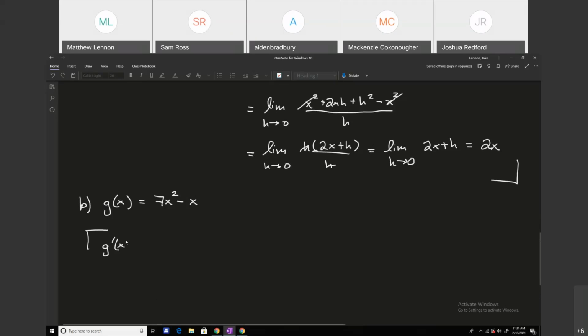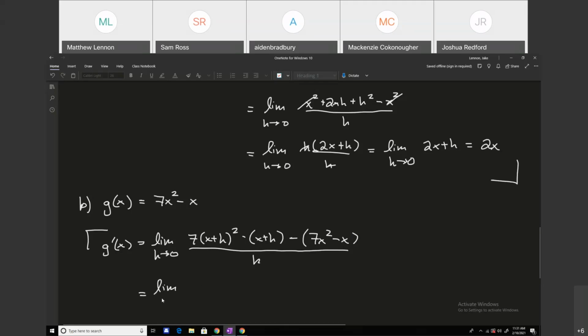g prime of x will be the limit as h approaches 0 of 7 times x plus h quantity squared minus x plus h. So that's the x plus h part. Then you need to subtract the whole regular g of x formula. So there's a lot of parentheses going on here. So minus 7x squared minus x, and then everything is being divided by h. So again, we have to FOIL the x plus h squared, and for the other two sets of parentheses, you need to distribute the negative sign to remove the parentheses.